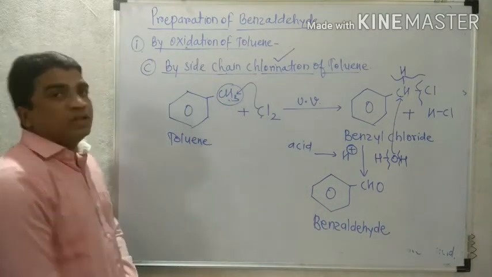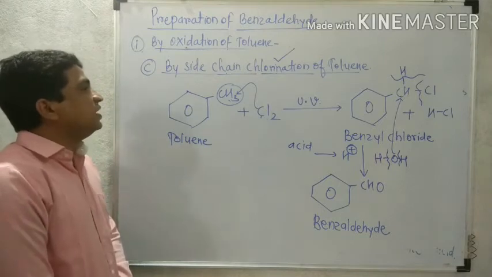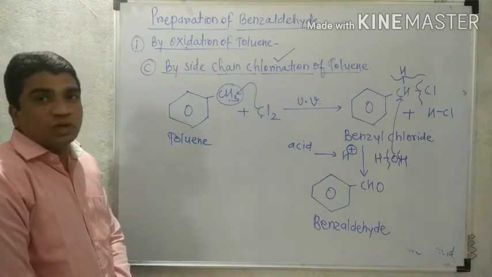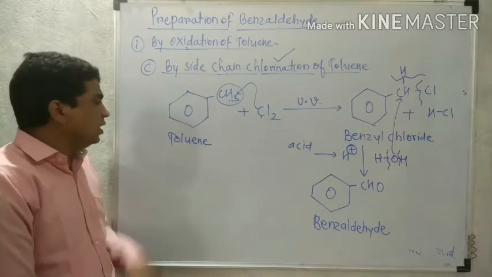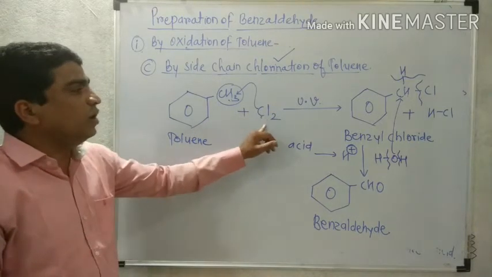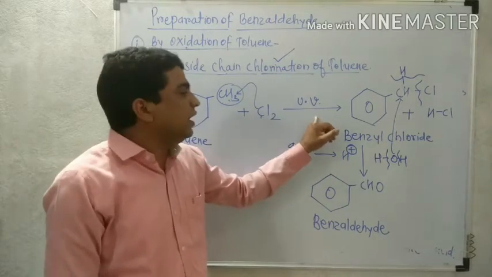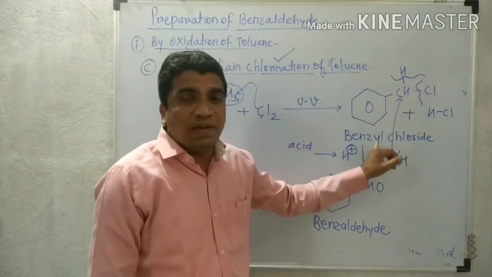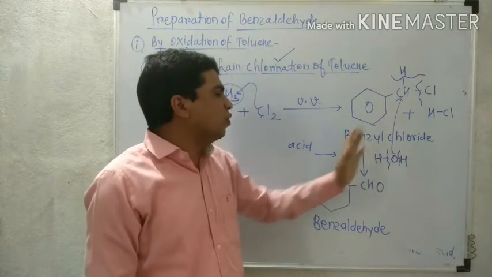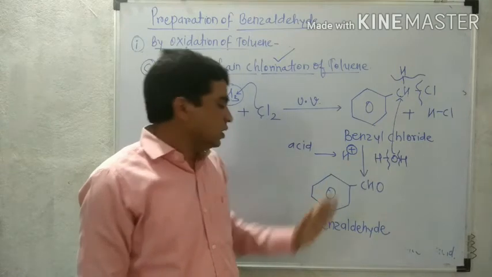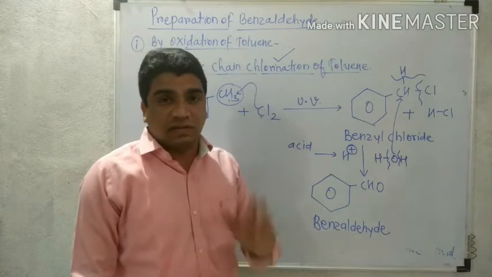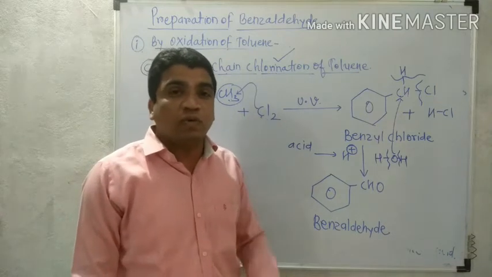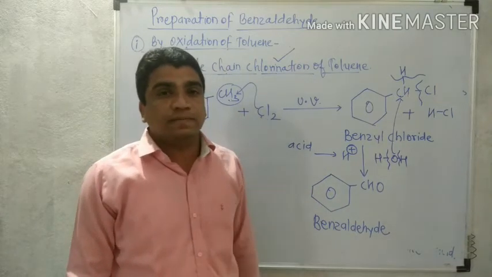So that is the third method, side chain chlorination of toluene. Always remember how to convert toluene by side chain chlorination. When toluene reacts with chlorine in the presence of ultraviolet light, the reaction first gives benzyl chloride. Benzyl chloride undergoes acid hydrolysis and is converted to benzaldehyde. Now that covers the three methods of oxidation of toluene into benzaldehyde.